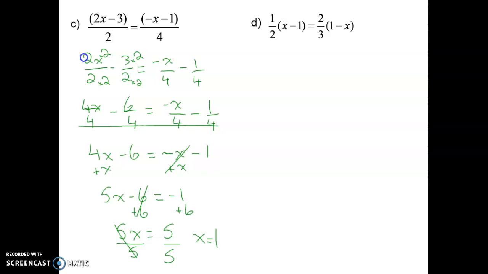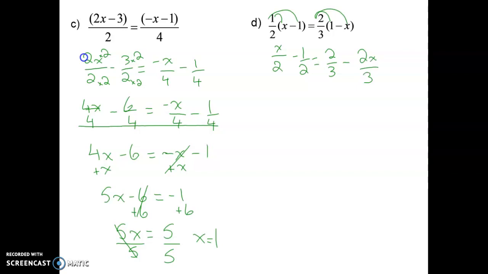For the next equation, for example D, we're going to have to use the distributive property. So 1/2 times x is x over 2. You can put down 1x over 2 if you want, that's fine. 1/2 times negative 1 is negative 1/2. 2 over 3 times 1 is 2 over 3. And 2 over 3 times x is 2x over 3.